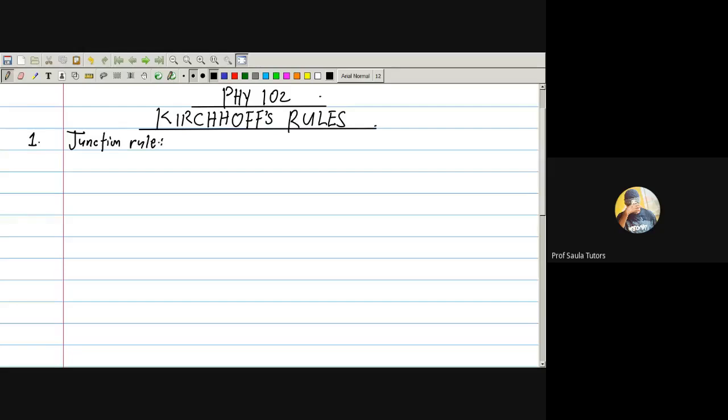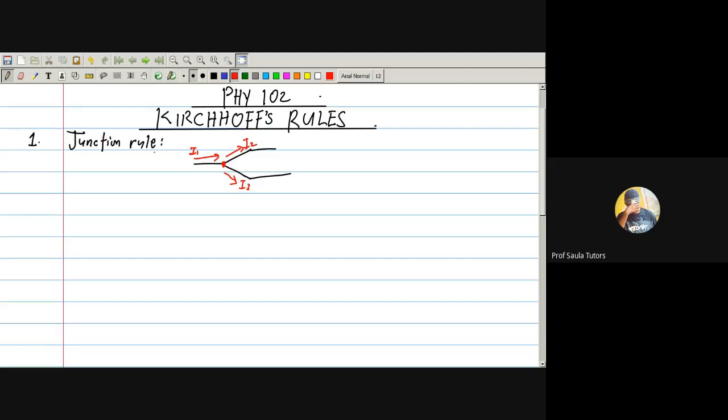Now, pay attention. Let's assume that, see what we call a junction here, or we can say a node. Look at this junction. Let's assume that a current I1 is entering this junction. Current I2 is leaving this junction. Current I3 is also leaving.